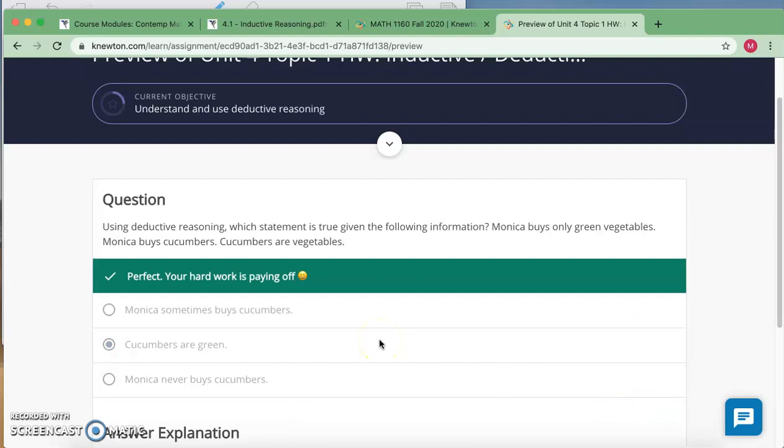Now, again, I used deductive reasoning. I was told three things in general. Monica only buys green vegetables. Monica buys cucumbers, and cucumbers are vegetables. Now, Monica sometimes buys cucumbers. We were told that's not really using deductive reasoning. Cucumbers are green is not something we were told, but we were able to use these parts to deduce that cucumbers are green. That's where the word comes from, deductive reasoning and deduce.